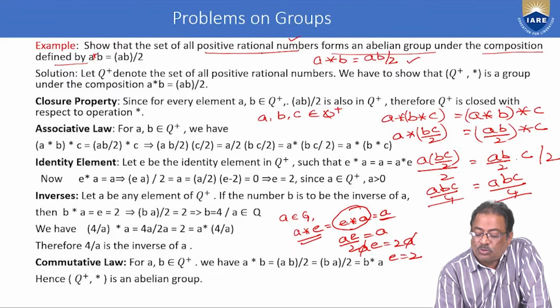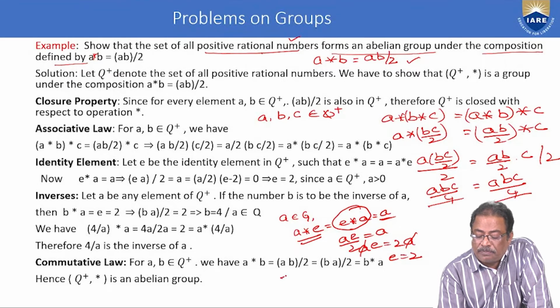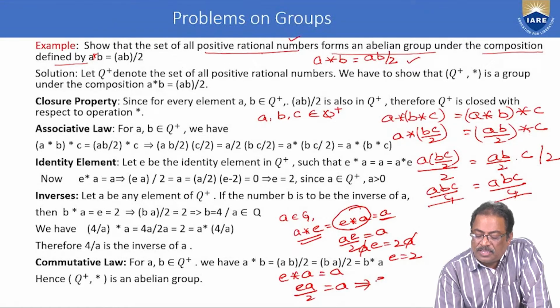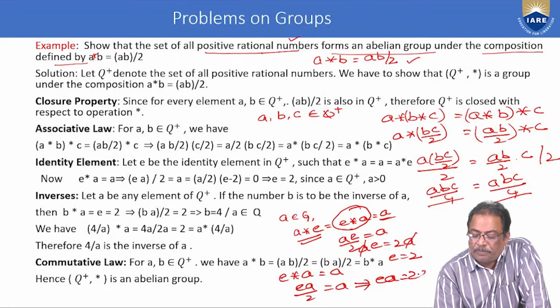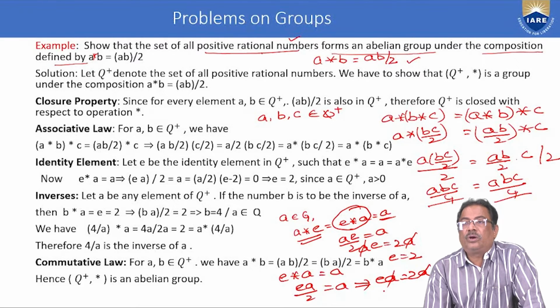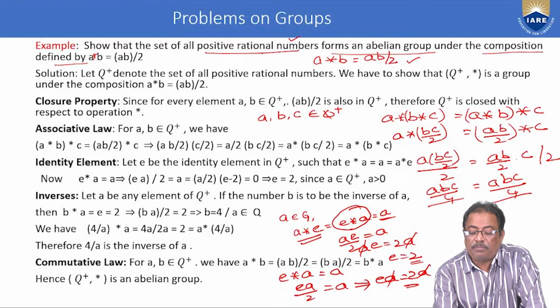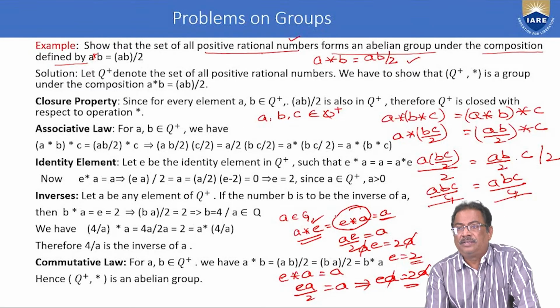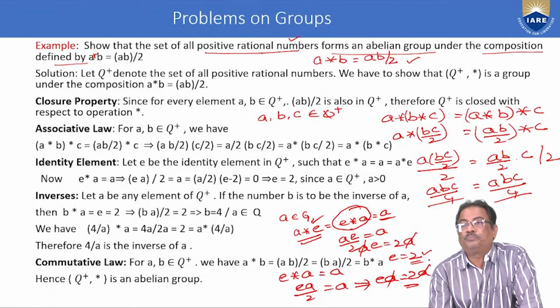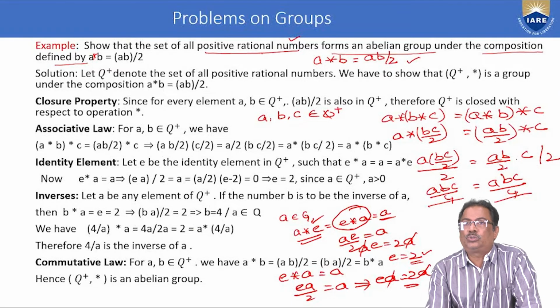If I am taking these two, otherwise if I am taking E star A is equal to A, so EA by 2 is equal to A, so EA is equal to 2A. So E is equal to 2. So what is the identity element? If E is the identity element, then E must be equal to 2. And 2 also belongs to Q plus.